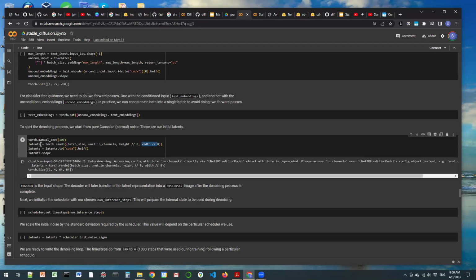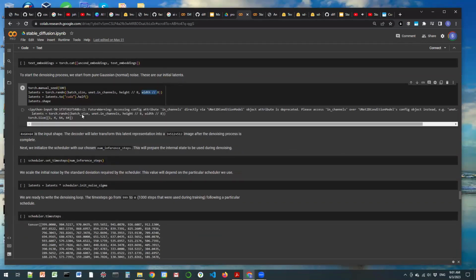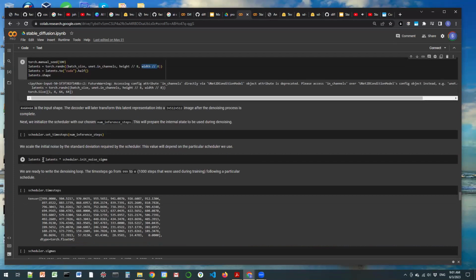But again, keep in mind, this is inference. So we start with noise and emerge with the image, right? So we give it random noise of the shape 1 by 4 by 64 by 64. After we get it through the UNet, you then say scheduler set timesteps to be the number of inference steps. Remember, this was set at 70, and we do this process. Latents times the scheduler init noise sigma, which essentially is saying we're ready to now write the denoising loop.